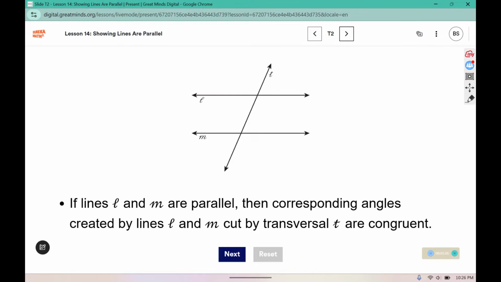If lines L and M are parallel, then corresponding angles created by L and M cut by transversal T are congruent. Is this statement true or false? If these lines are parallel, are corresponding angles congruent? Yes, that is true.